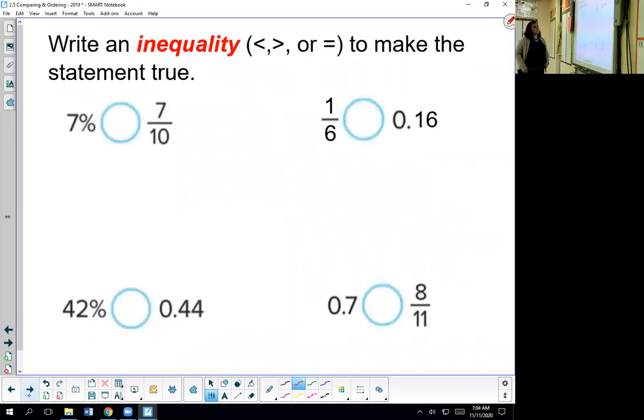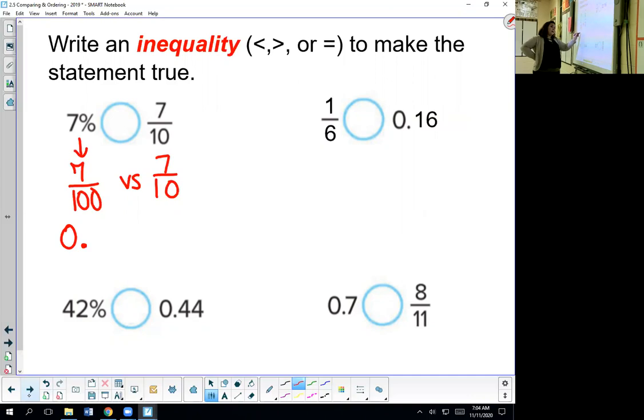Okay, so let's look at some where they're different, where one is maybe a decimal fraction, and then we're going to compare them. So if I have 7%, okay, 7% is 7 out of 100, right? And I'm comparing it versus 7/10. So let's write this as a decimal. It would be 0.07. 7/10 is 0.7. That's how you say it, is how you write it.